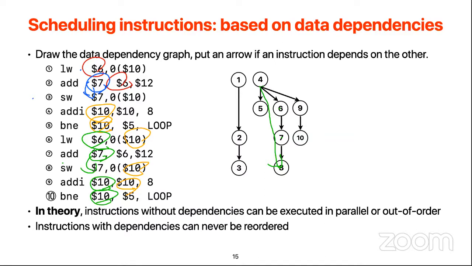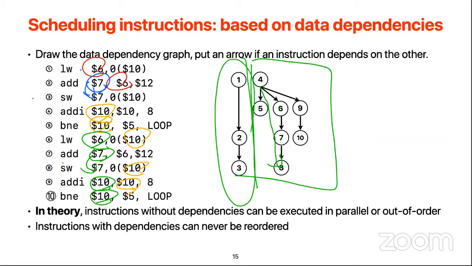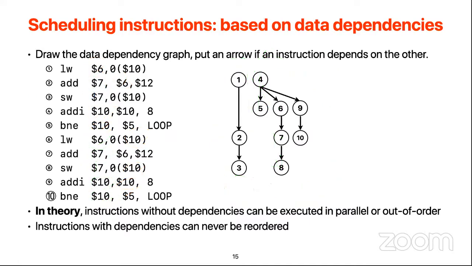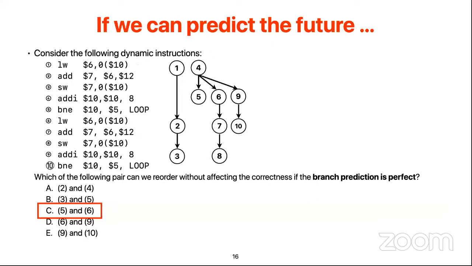So if you draw the dependency graph like this, it's very clear that there's no reason why we cannot execute 1 and 4 in parallel, because they are actually independent, right? So 1, 2, 3, they have their own independent dependencies. And this part of the tree, they have their own dependency, right? So in theory, these two separated parts should be able to execute together.